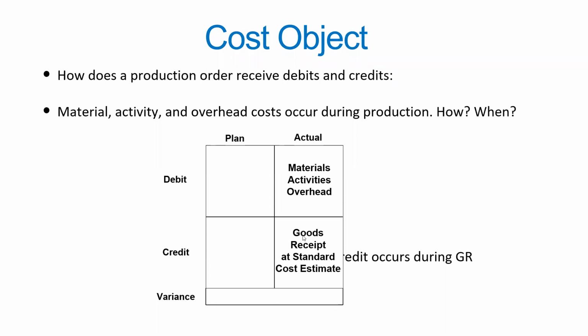The credit comes from the goods receipt. When you manufacture the item and put it into the goods receipt, you get a credit at the standard cost of that finished good. So the question is, how can we have a difference between the debits to the production order and the credits from the goods receipt? And that's what we're going to talk about more today.